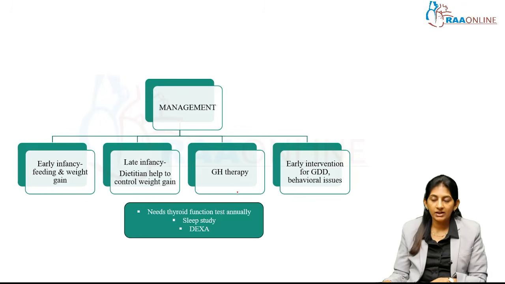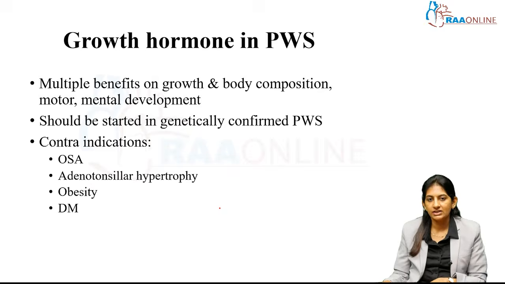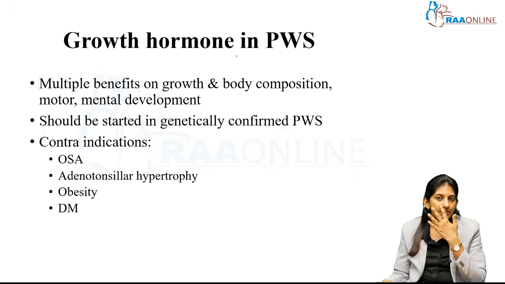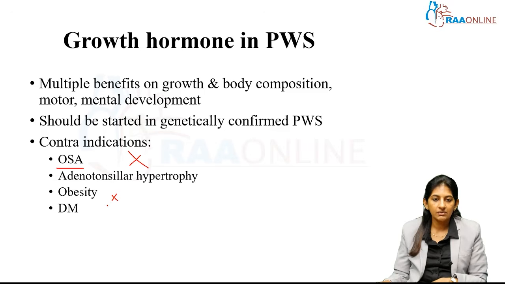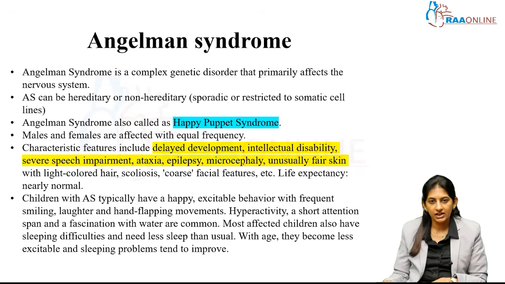And for global developmental delay and behavioral issues, it needs a developmental pediatrician's opinion, and there can be central hypothyroidism, there can be hypogonadotropism, so these need to be checked early, and sleep studies to rule out obstructive sleep apnea are needed. So growth hormone is started for these children, but if there is obstructive sleep apnea, try to avoid growth hormone. And if there is obesity or diabetes mellitus already, you cannot start growth hormone in Prader Willi syndrome.